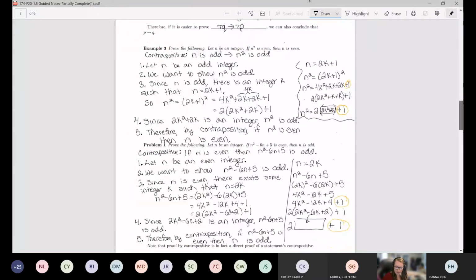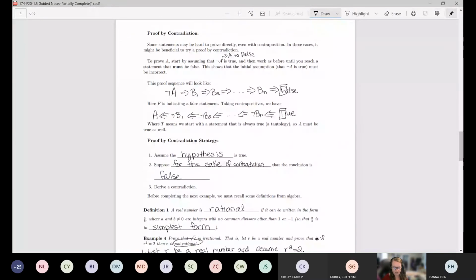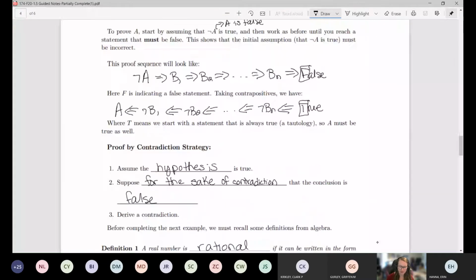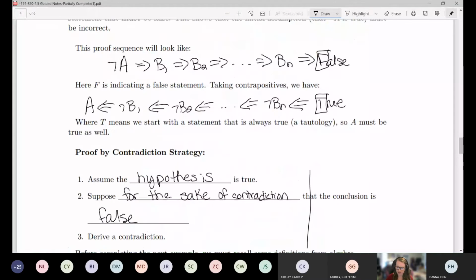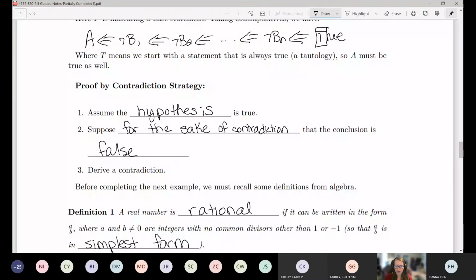And then we started talking about proof by contradiction, and we went into the semi hard to follow, I'll be honest, example of why the square root of 2 is irrational. So we're going to pick back up in proof by contradiction. A little reminder of how the proof by contradiction goes: we assume that the thing we start with is true, and then we suppose that the ending is false, and then we're going to come to a contradiction.